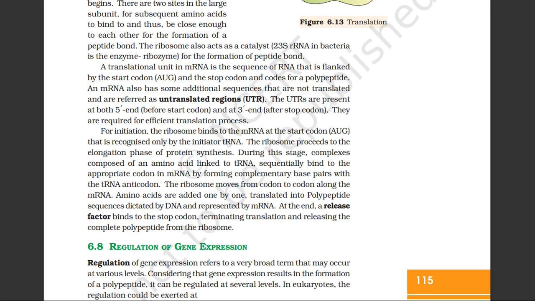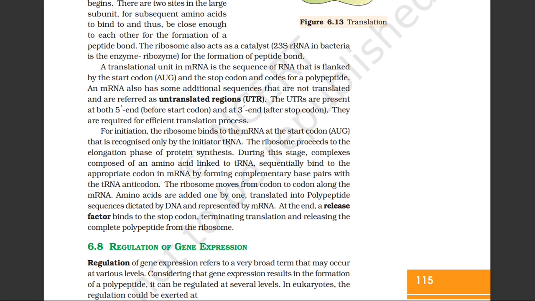For initiation, the ribosome binds to the mRNA at the start codon, AUG, that is recognized only by the initiator tRNA. The ribosome proceeds to the elongation phase of protein synthesis.